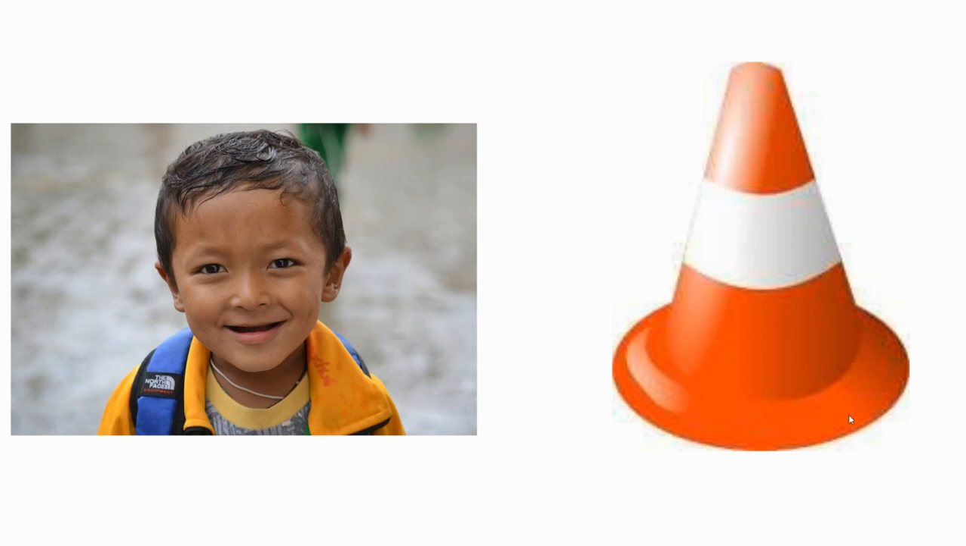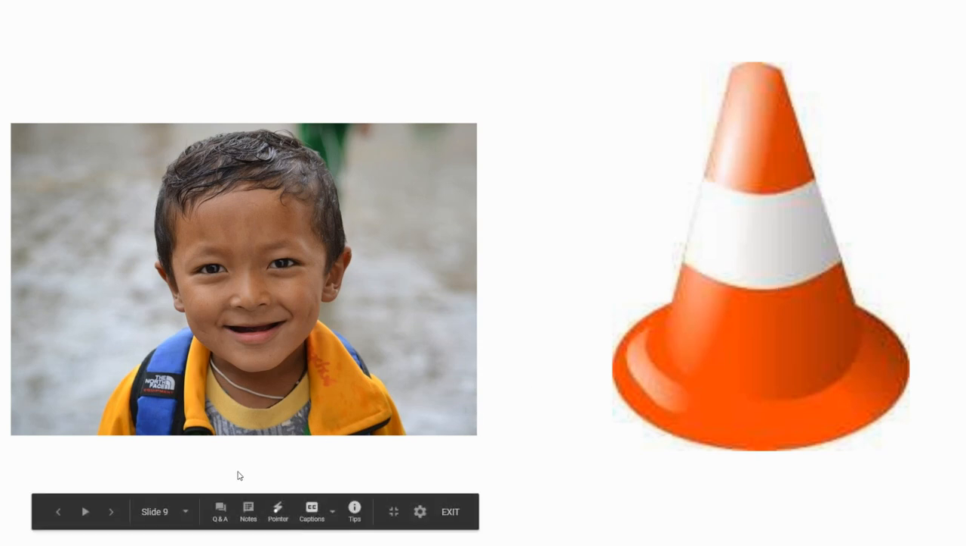Has the ability to reproduce. So this child can grow up into an adult and have babies of his own one day. Can this traffic cone do that? No, definitely not. Okay. Our next rule, living things can grow and develop.